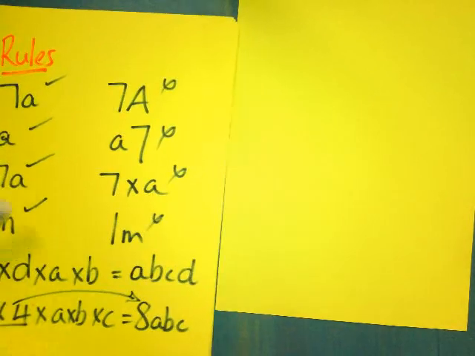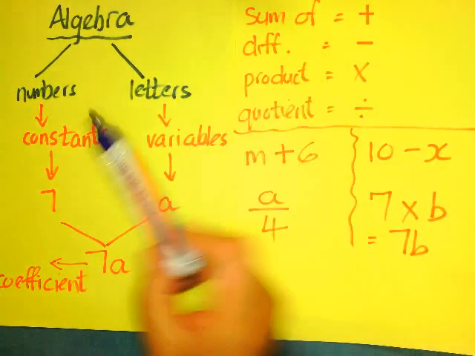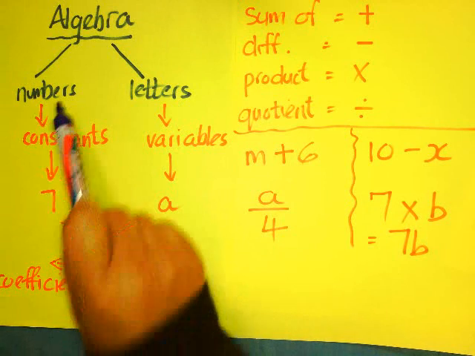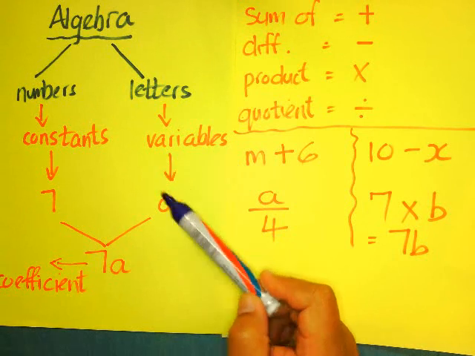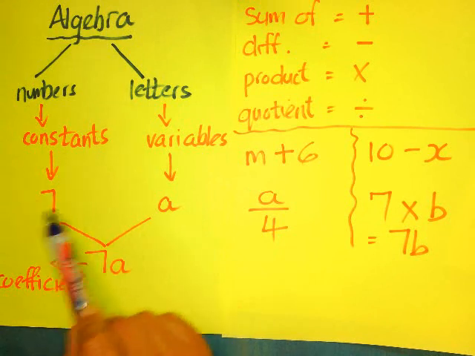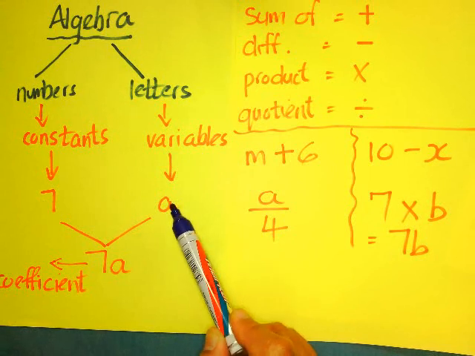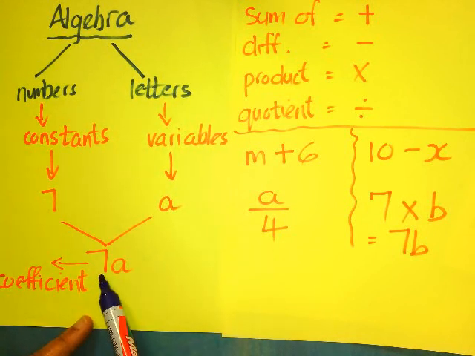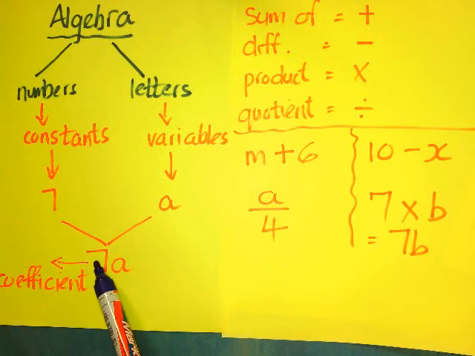Just to recap, algebra consists of numbers and letters. The numbers we refer to as constants, the letters we refer to as variables. A number on its own is referred to as a constant, and any letter of the alphabet is referred to as a variable. Why is this a constant? Because the value can't change. Can't be a 6, can't be an 8. A is called a variable because the value can change depending on the sum. When a number is used with a variable like this, in other words 7 times a, where you don't see the multiplication sign, then we refer to that 7 as a coefficient. It has a special name.